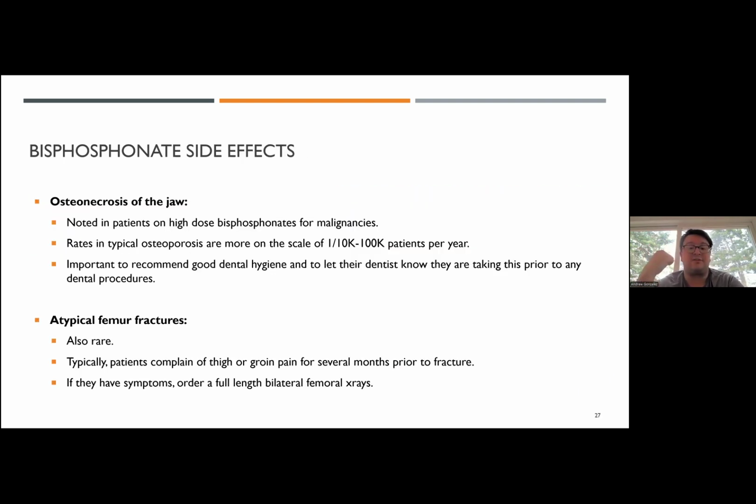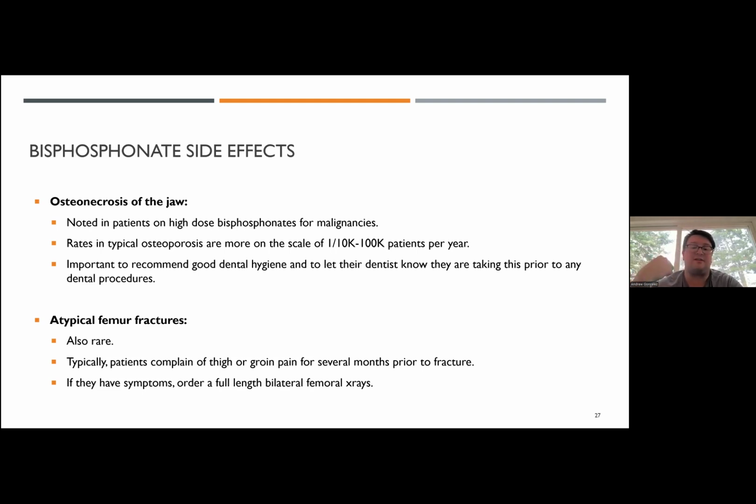Other side effects to consider, I'll say you've probably seen these before with step studying. They're pretty rare. First being osteonecrosis of the jaw. Usually you'll see this in high dose bisphosphonates used for people having osteoporosis secondary to malignancy. In typical osteoporosis, it's only at a rate of like 1 in 10,000 to 100,000 patients a year. Of course, because there's a risk of this osteonecrosis, it's important to have good dental follow-up, and important for their dentists to know that they're on bisphosphonates before doing things like root canals or dental surgeries.